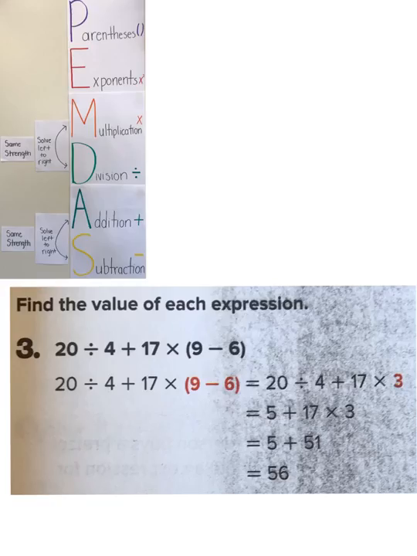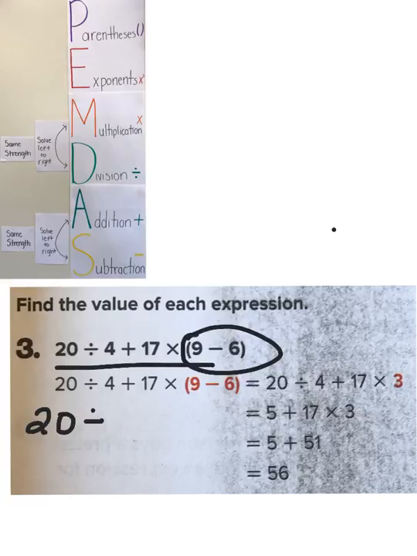This one's a little more complicated. You would have to take this whole equation and just go through it. Are there parentheses? Yes. So we should do the parentheses first. Although it's on here, it's not very clear. So I'm going to rewrite this, and it would be 20 divided by 4 plus 17, but I just did the 9 minus 6, which is 3. I'm just rewriting it. That's been fixed.